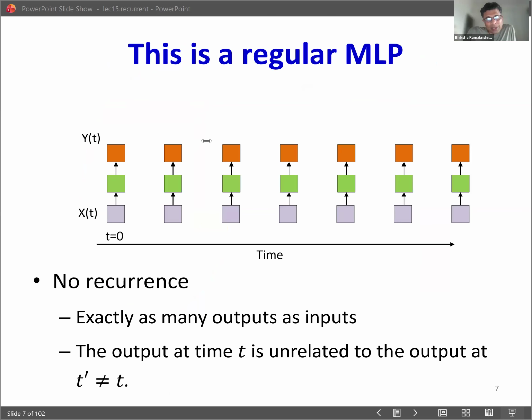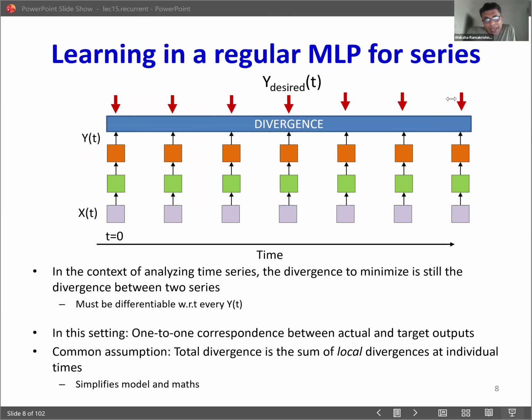Okay, so I could, but this doesn't have recurrence. You have as many outputs as inputs, meaning the output at any time is unrelated to the output at the previous time. But if I'm actually looking at divergences between sequences, then the manner in which the recurrent nature of the problem is captured is through the divergence. There's nothing in the model that captures recurrence. But just by the fact that you're forcing the model to minimize the divergence between two sequences, you can hope that the model will capture something about the time series nature of the problem.